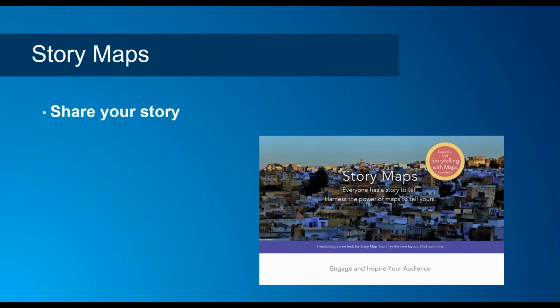And story maps. This is one of my favorites. Esri story maps let you combine authoritative maps with narrative text, images, and multimedia content. They make it easy to harness the power of maps and geography to tell your story. Story maps are a great way to share information across your organization as well as with the public.